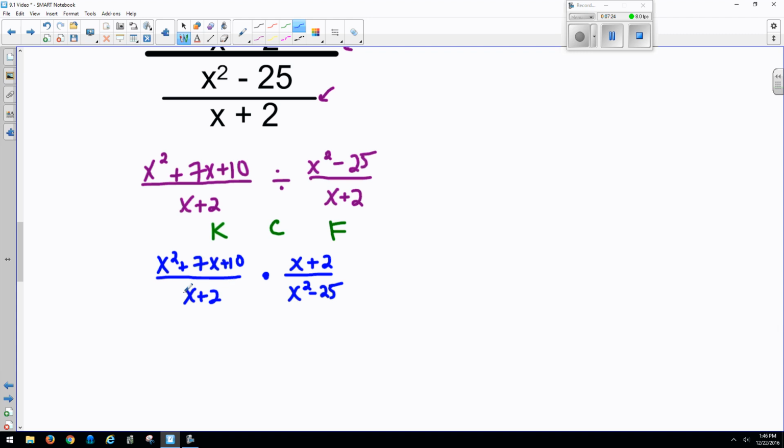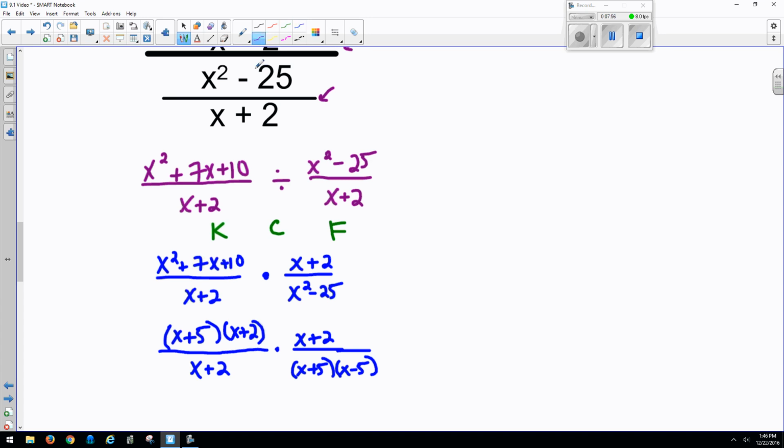So there's really only two things to factor here. So I'm going to factor this numerator. This is a trinomial, and the factors would be x plus 5 times x plus 2. If you prefer to factor out using factor by grouping, you can certainly do that. And this is the difference of two perfect squares. So that is x plus 5 times x minus 5.